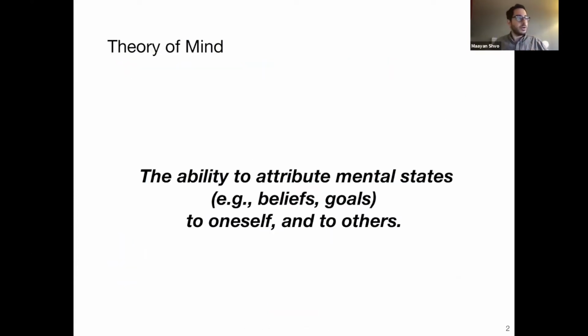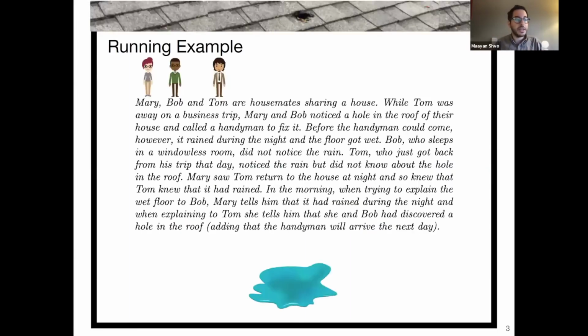Okay, so to ground us, theory of mind is commonly defined as the ability to attribute mental states such as beliefs, goals, desires to oneself and to others. And let's start with a simple example from our paper that will accompany us throughout the talk and which illustrates the use of theory of mind and explanation.